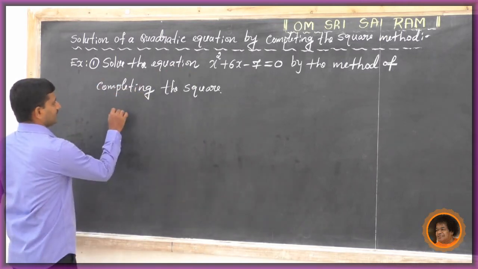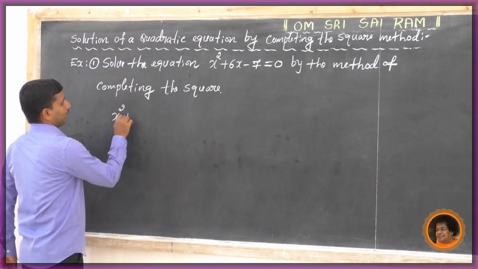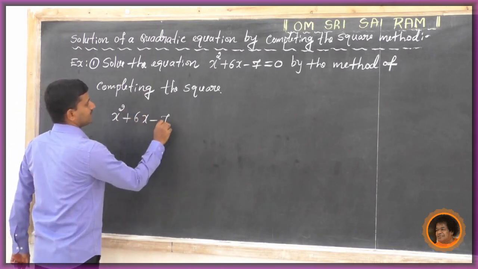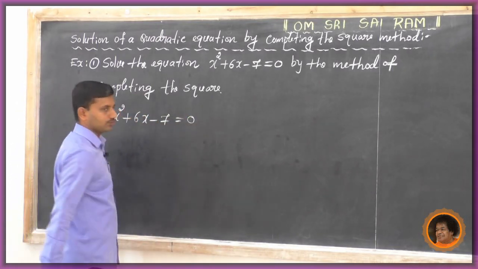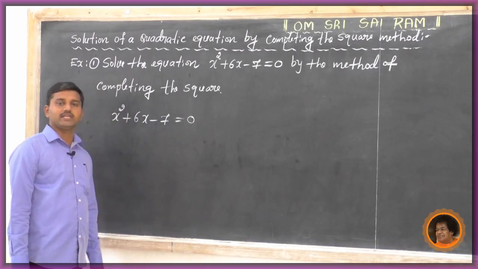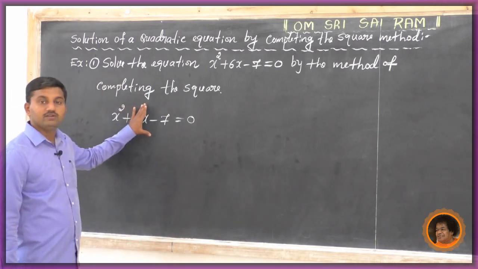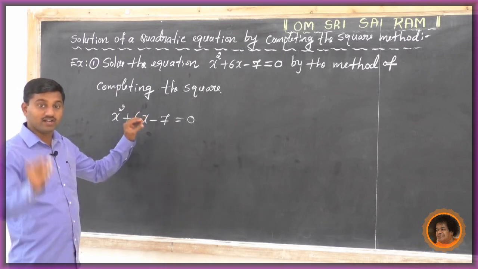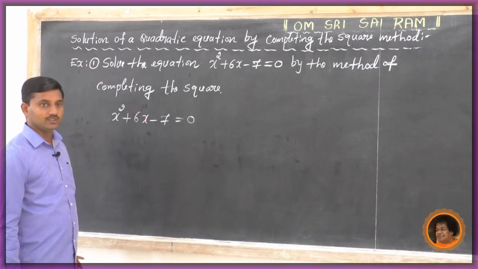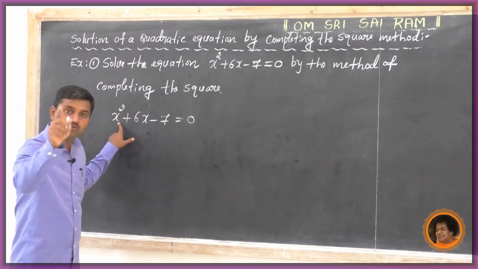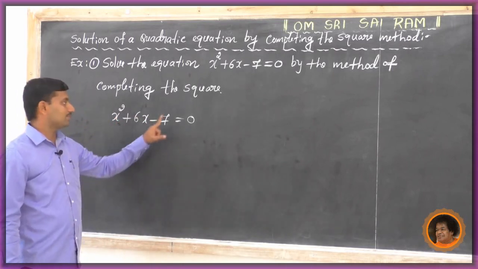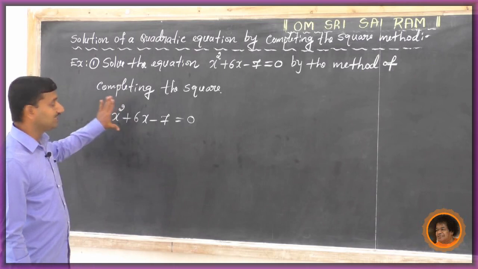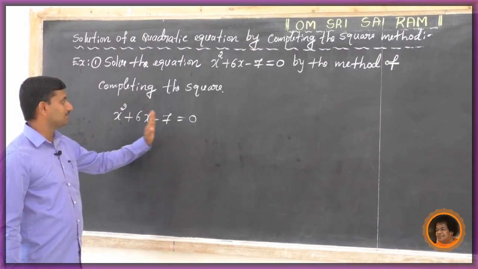The given equation is x square plus 6x minus 7 equal to 0. In the first step, check whether the given equation is in the form of ax square plus bx plus c equal to 0, or in the standard form. The given equation is already in the standard form, ax square plus bx plus c equal to 0.